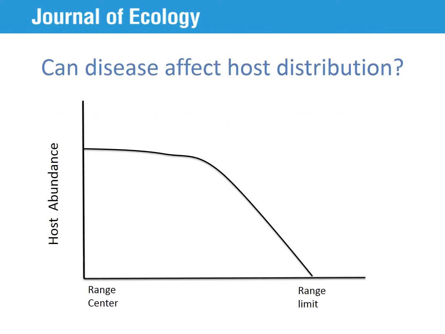A classic view of species range distributions is the central abundance view. Density declines towards the range edge where conditions are generally crummier. If disease can drive these marginal populations to extinction, however, it could restrict host populations. However, disease must be able to persist in these low-density populations for this to occur.